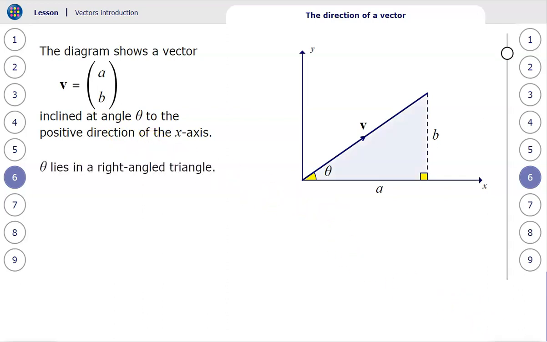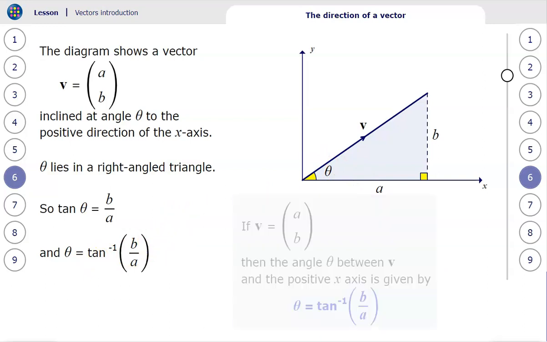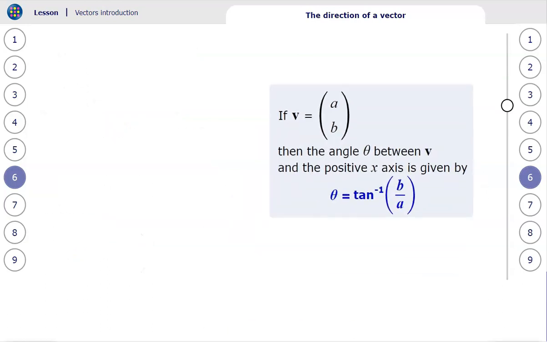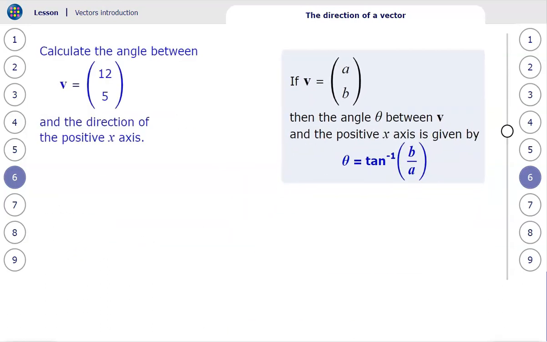So we know that this lies within a right angle triangle, and so if we want to work out the size of this angle over here, we're going to use the two components, the vertical component and the horizontal component. B over A, which you'll remember from your work with basic trig last year, is the tan ratio, and so I can calculate the angle over here by saying tan to the minus 1 of B over A, and that'll give me the direction.